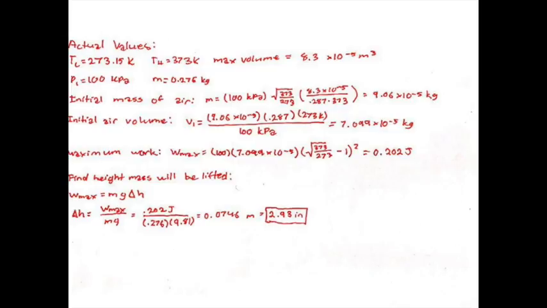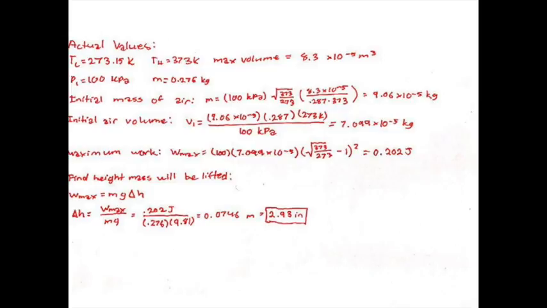After we found an equation for the maximum work done, as well as the optimal initial volume, we plugged in the actual parameters for our heat engine to solve for the maximum work that it could do. The cold temperature of our engine was 273.15 Kelvin, since it was the temperature of ice water. The hot temperature was the temperature of boiling water, so 373 Kelvin. We calculated the maximum volume of the canister of air, which ended up being 8.3 times 10 to the negative 5 meters cubed. The initial pressure was 100 kPa, since it was just atmospheric pressure. And the mass of the arm of our engine that the piston had to lift was 0.276 kilograms.